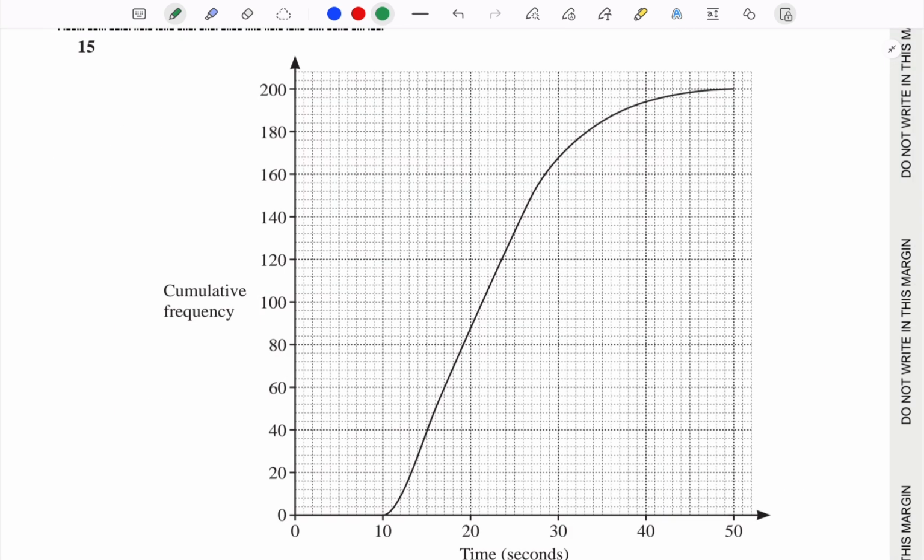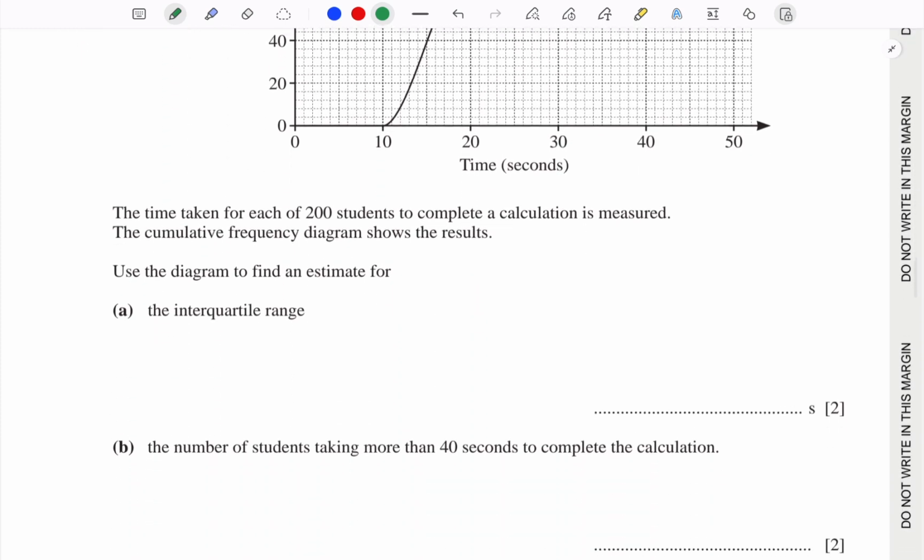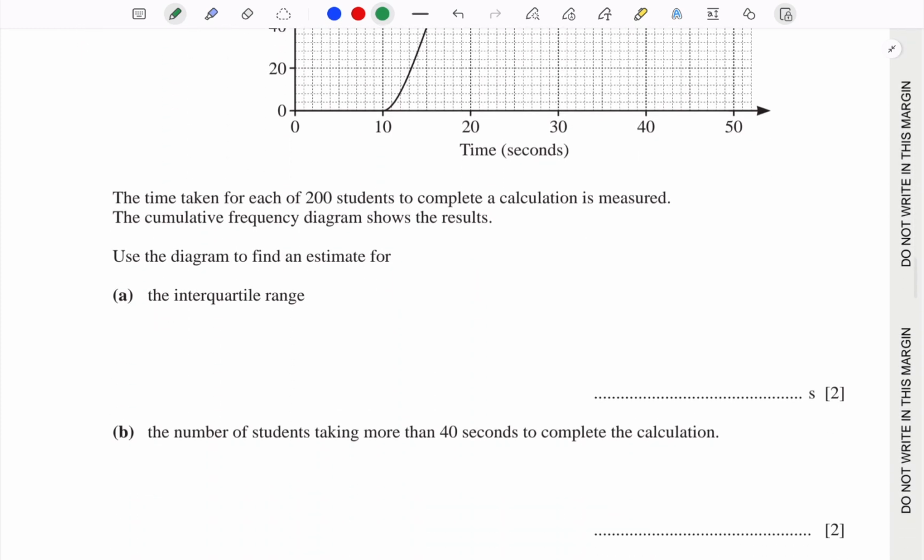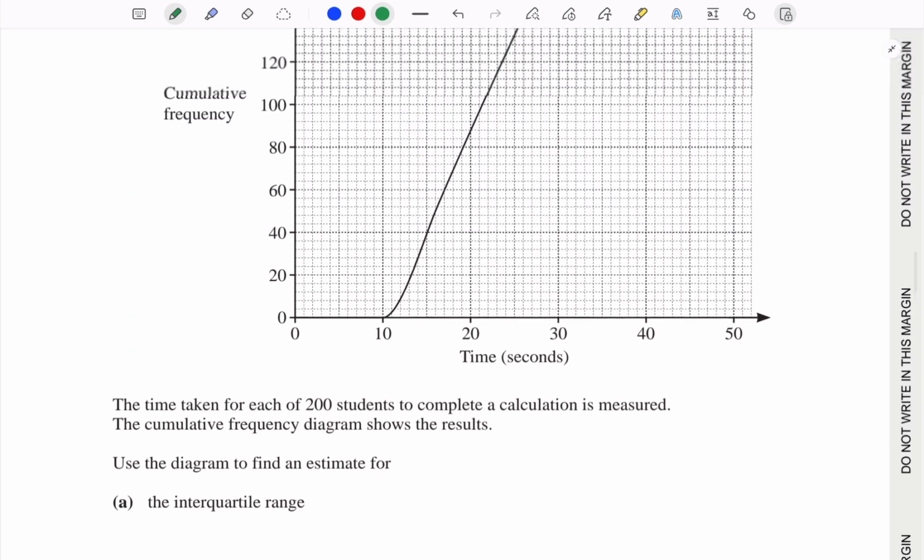Let's solve the next question now. The time taken for each of 200 students to complete a calculation is measured. The cumulative frequency diagram shows the results. Use the diagram to find an estimate for part A, the interquartile range. We need to find the interquartile range.